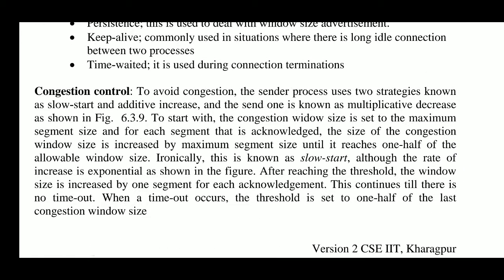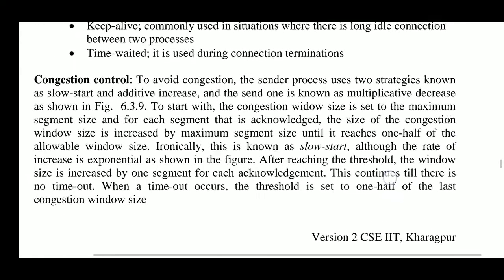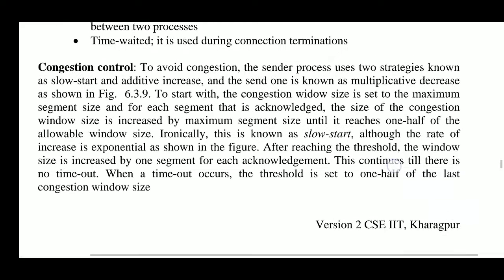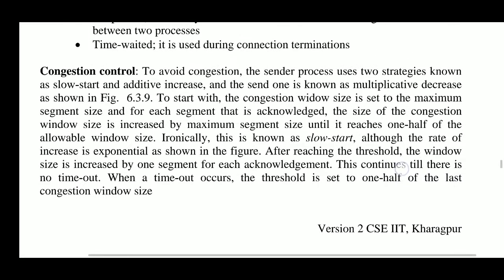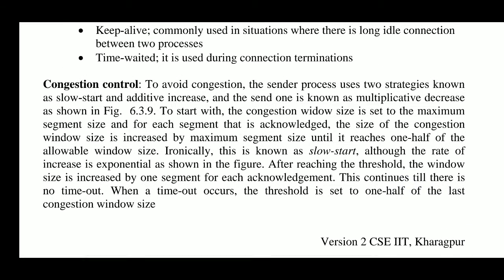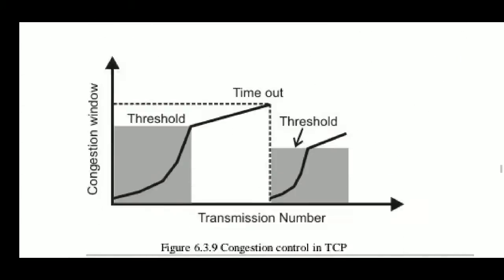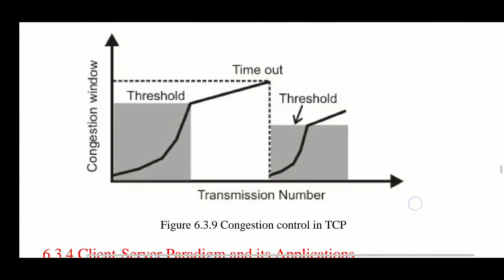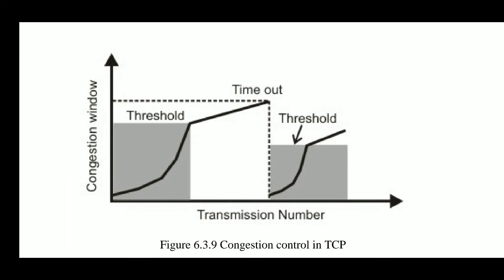So how is congestion control done at the transport layer? To avoid congestion, the sender process uses 2 strategies known as slow start and additive increase. And the second one is known as multiplicative decrease, as shown in figure 6.39. So how is congestion control done?